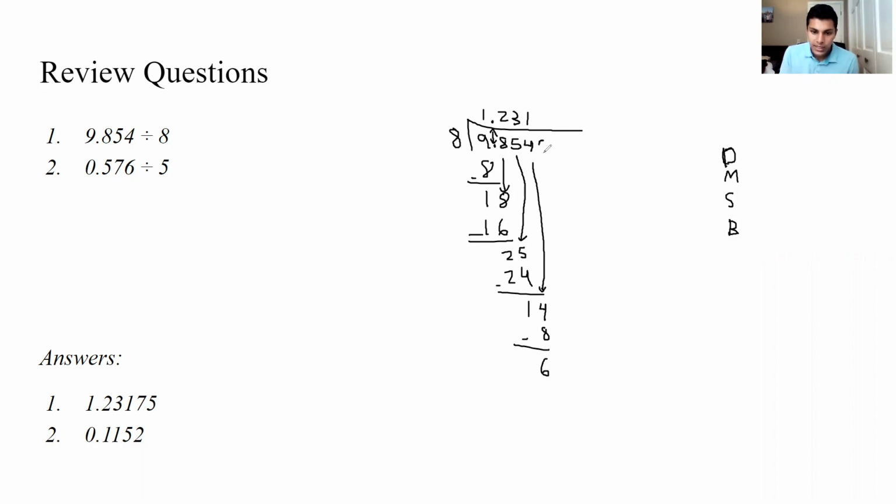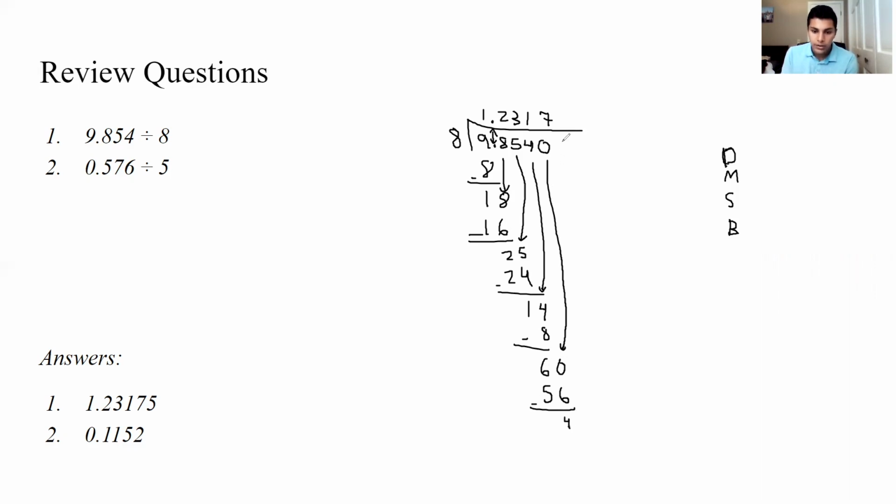So now we're going to put a 0 here. And remember, since we already have a decimal point, we don't need to add one. We can just add zeros to the end until we get our answer. So we put a 0 and bring it down. 8 goes into 60 7 times. 7 times 8 is 56. And 60 minus 56 is 4.